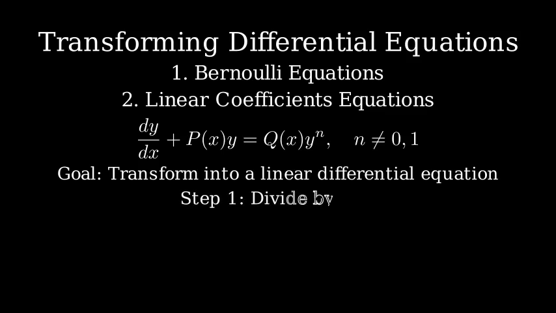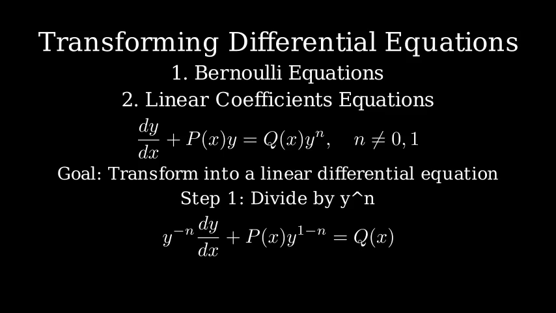Step 1. Divide both sides of the equation by y to the power n. This gives us y to the power negative n times dy/dx plus p of x times y to the power 1 minus n equals q of x.